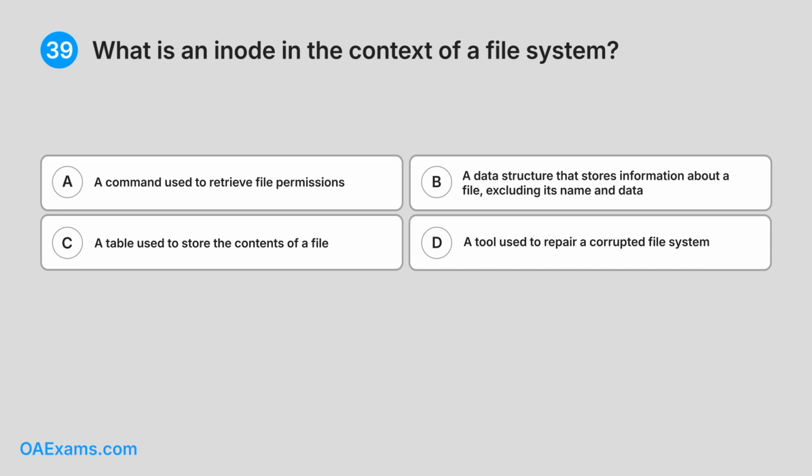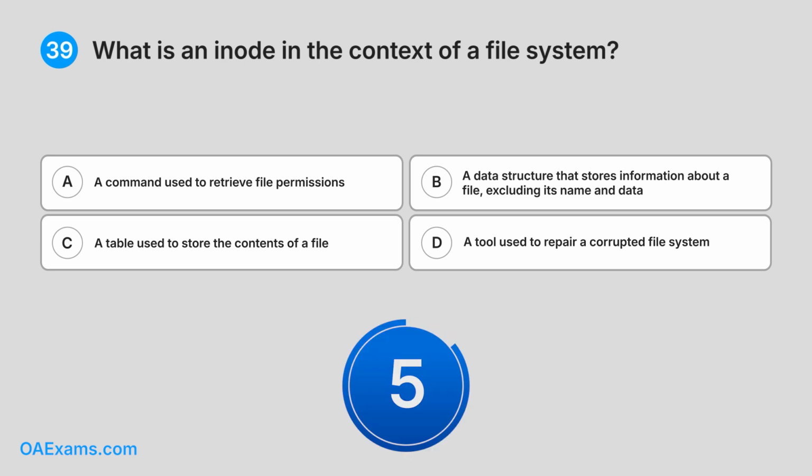39. What is an inode in the context of a file system? A. A command used to retrieve file permissions. B. A data structure that stores information about a file, excluding its name and data. C. A table used to store the contents of a file. D. A tool used to repair a corrupted file system. Can you guess the answer?